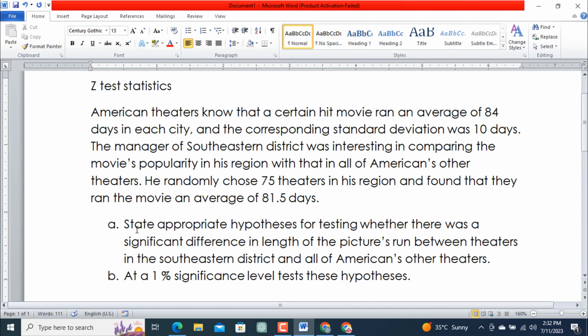The first task related to this question is to state appropriate hypotheses for testing whether there was a significant difference in the length of the picture's run between theaters in the southeastern district and all of America's other theaters. At a 1% significance level, test these hypotheses. So let's move to the solution where we are going to explain the test statistic in more detail in order to clarify the concept of the test statistic approach.